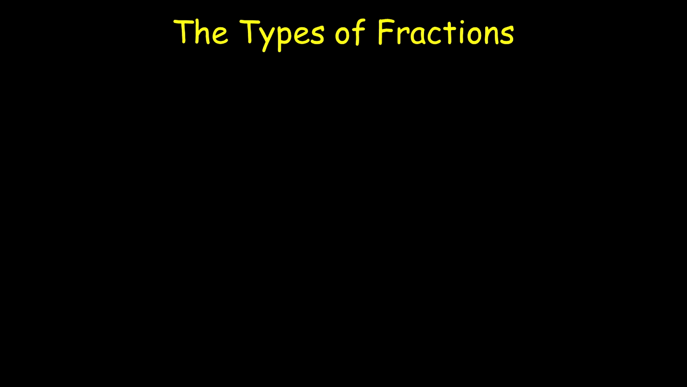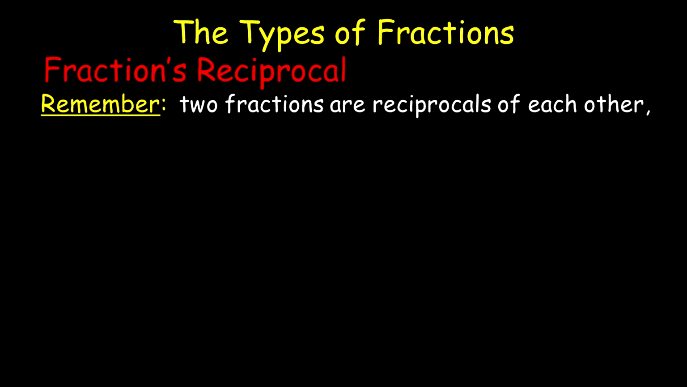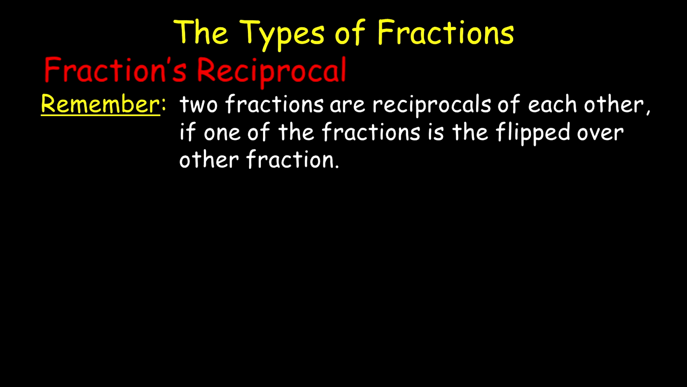Let's discuss one more type that is needed for the division of fractions. This type is reciprocal of a fraction. This term can be used only for a pair of fractions. Remember, two fractions are reciprocals of each other if one of the fractions is the flipped over other fraction.